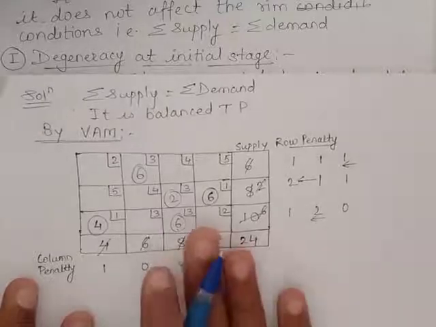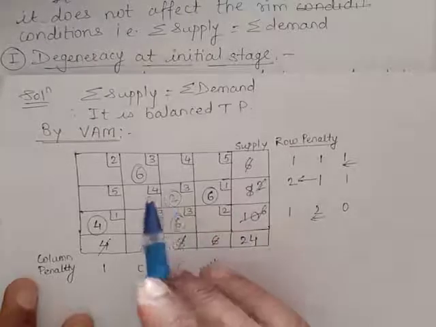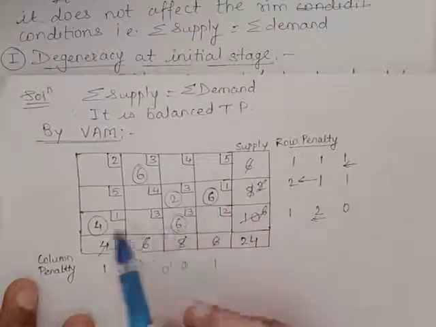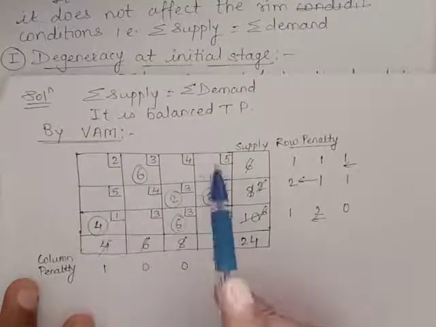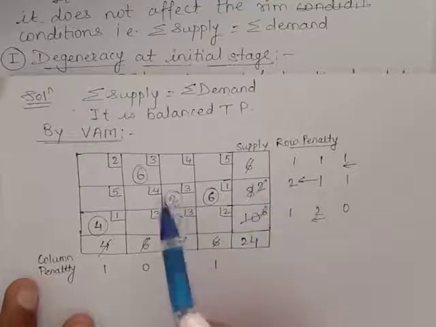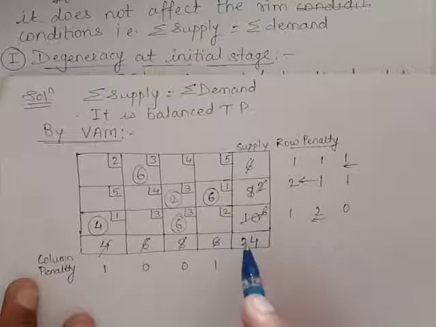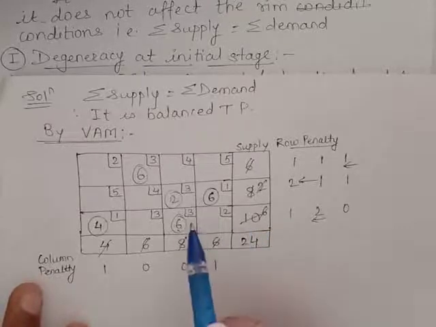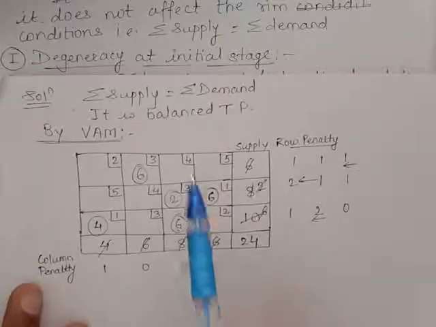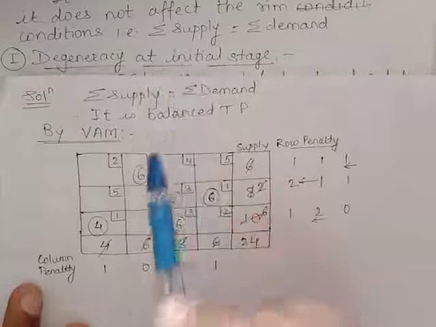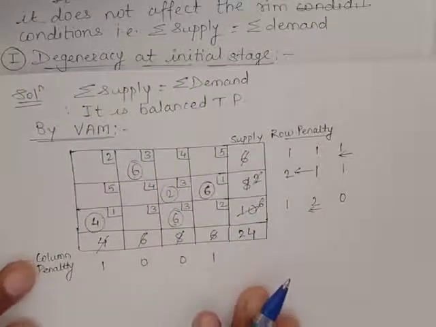But this is not a basic feasible solution, simply because the number of allocations is how many here? 1, 2, 3, 4 and 5. And how many rows are there? 3 rows, 4 columns. So 3 plus 4, 7 minus 1 will be 6. 6 is not equal to 5. So this is not a basic feasible solution. As it is not a basic feasible solution, it is a degenerate solution, not a non-degenerate solution. This is a problem of degeneracy at initial stage.